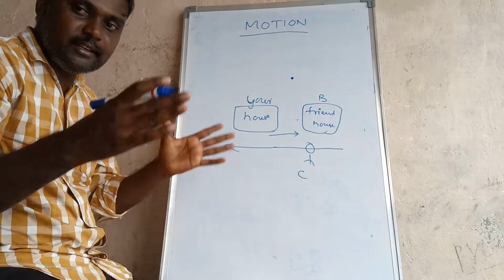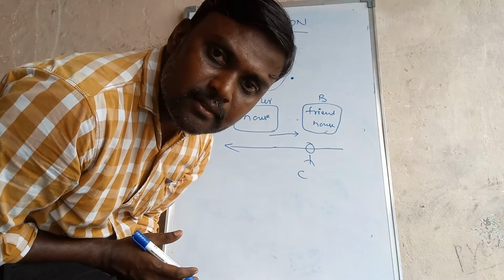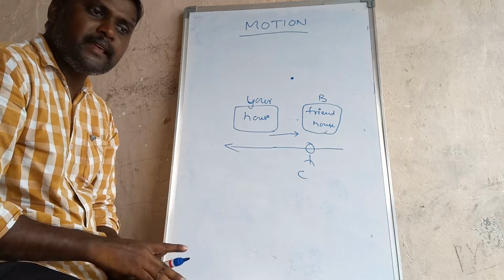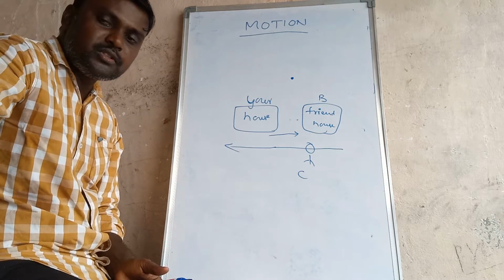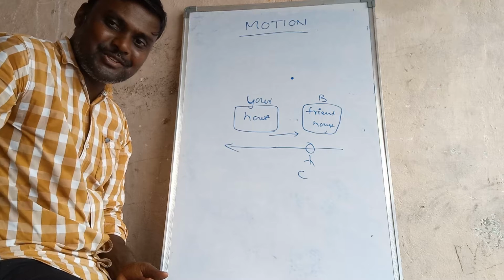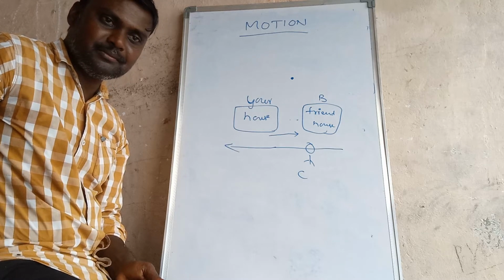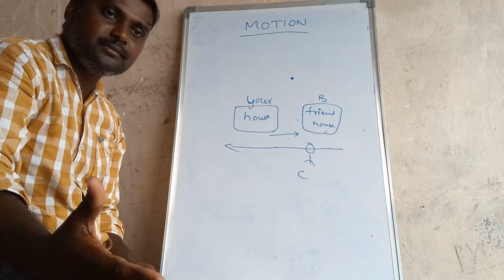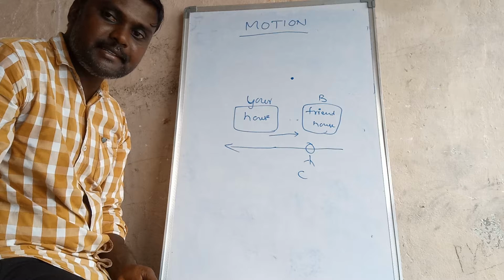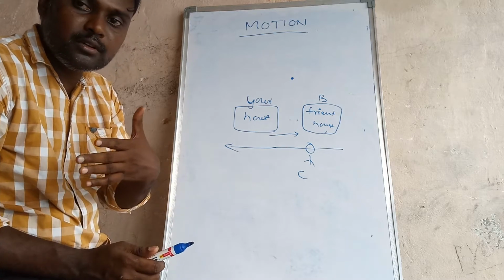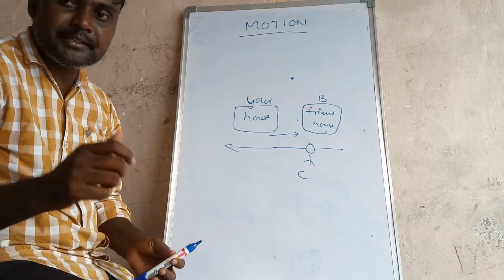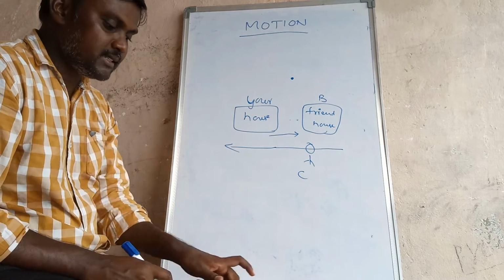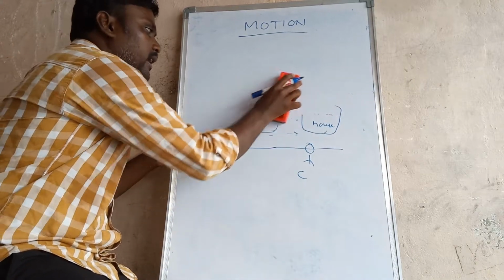Suppose while traveling, you observe that there are many trees on the roadside. They travel in the opposite direction to you. Actually, for the person who is standing on the road, the trees are at rest. But for you, who are moving in a bus, the tree is in motion, in the opposite direction. So these are two different scenarios about rest and motion.